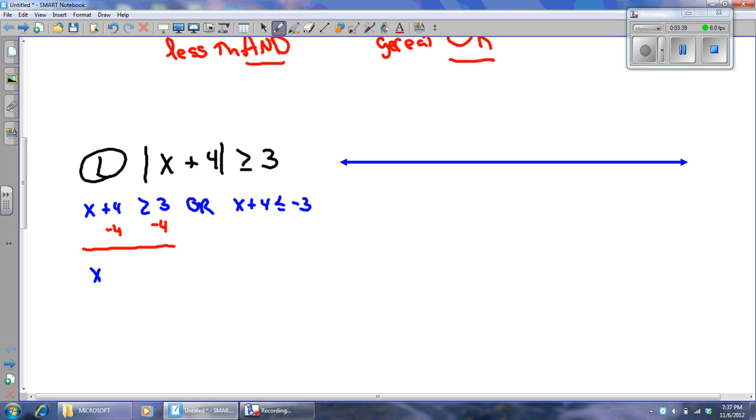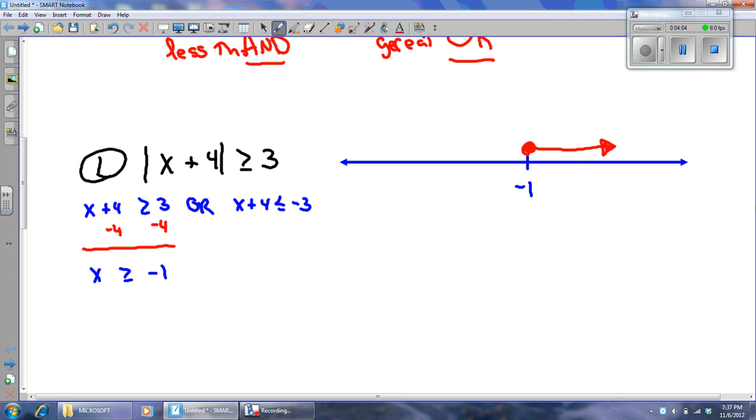and I will get x is greater than or equal to negative 1. I'll show negative 1 on my number line, and I need a closed point there, and I need the values greater than negative 1. Well, they would be to the right of negative 1.